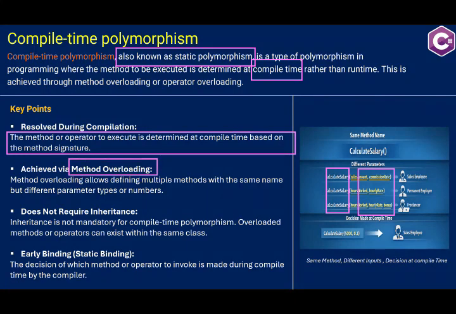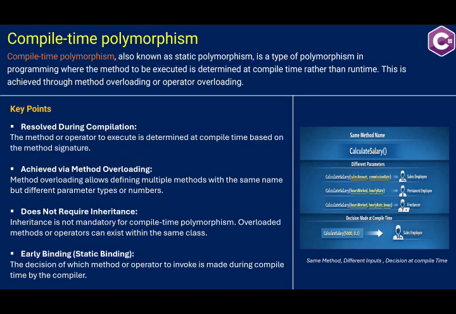And when we apply this compile time polymorphism, the important thing is that we can do it without inheritance. Without the inheritance concept, we can implement compile time polymorphism. Here the inheritance concept is not required. Moreover, it supports early binding, meaning the decision of which method or operator to invoke is made during compile time by the compiler.